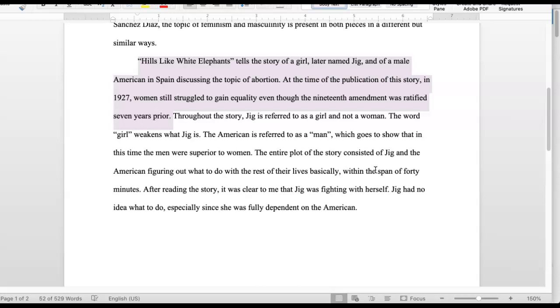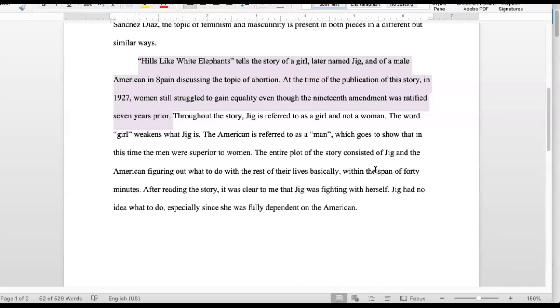Is this a story about Jig and an American man in Spain, and they're discussing the topic of abortion? Yes, she could have talked about there's this strain, and then they have 45 minutes to decide this, and da da da da. All of that could have gone there, but she really just boiled it down essentially to what the story is about. Woman, man, abortion. Done. Okay, so that's the first sentence.